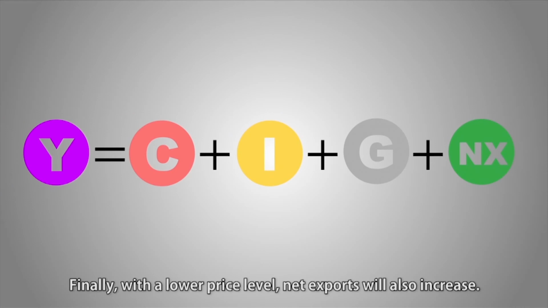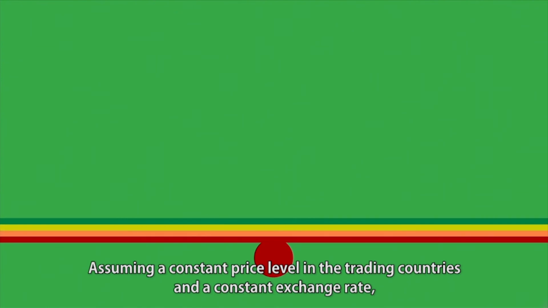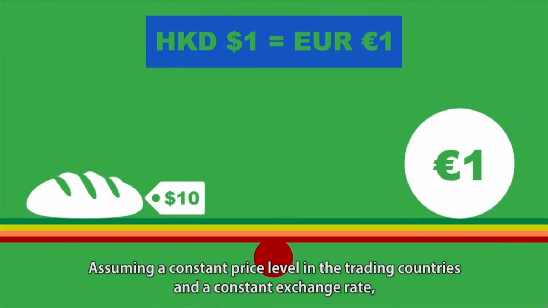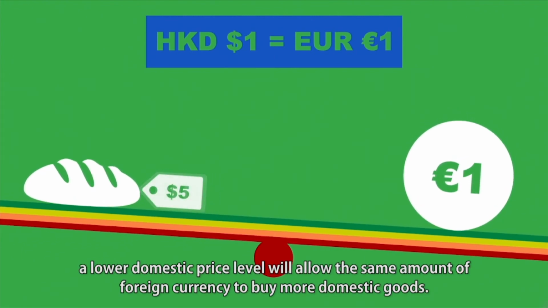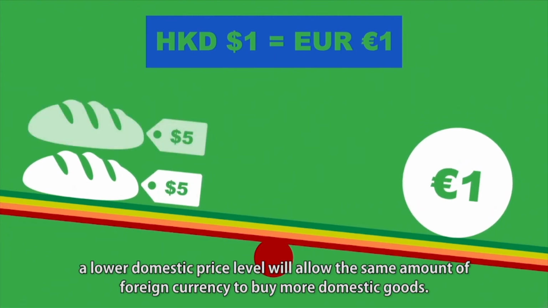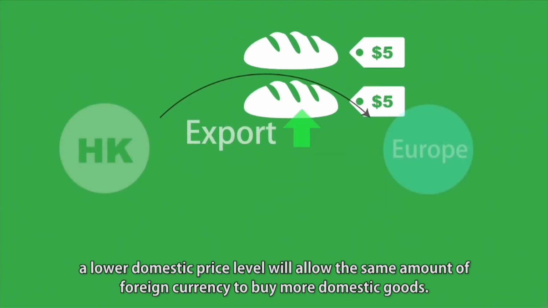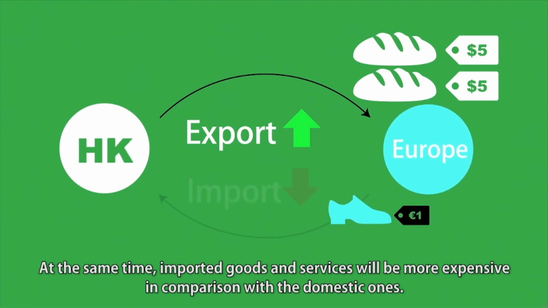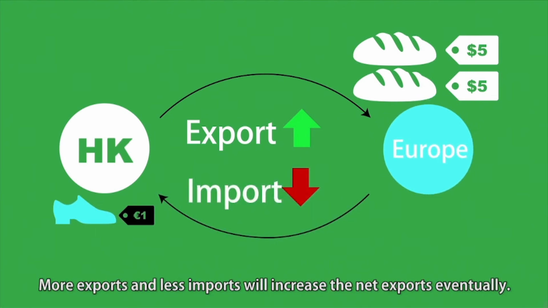Finally, with a lower price level, net exports will also increase. Assuming a constant price level in the trading countries and a constant exchange rate, a lower domestic price level will allow the same amount of foreign currency to buy more domestic goods. At the same time, imported goods and services will be more expensive in comparison with the domestic ones. More exports and less imports will increase the net exports eventually.